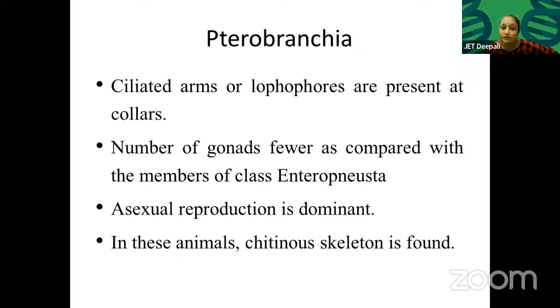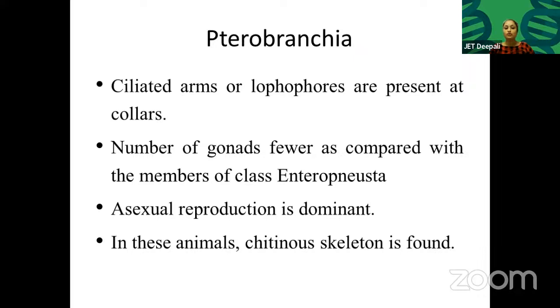Ciliated arms or lophophores are present at the collar. This is also a difference. They have ciliated arms at the collar, whereas Enteropneusta lack ciliated arms at the collar. The number of gonads is fewer as compared with the members of class Enteropneusta. Enteropneusta have so many gonads, but they have fewer gonads.